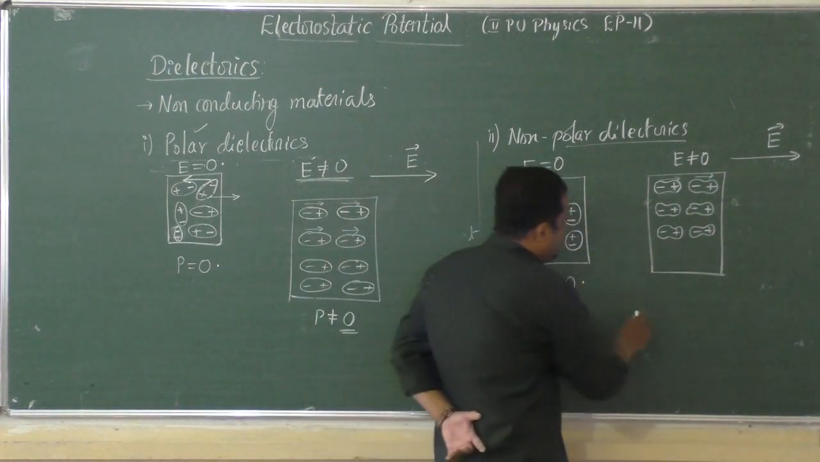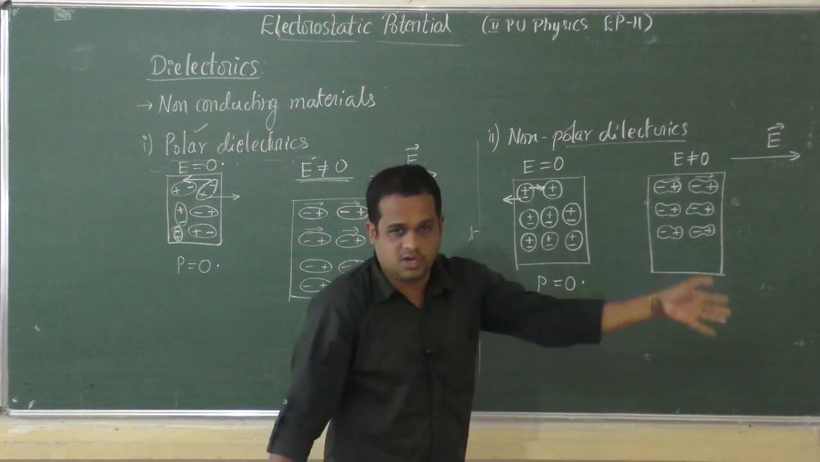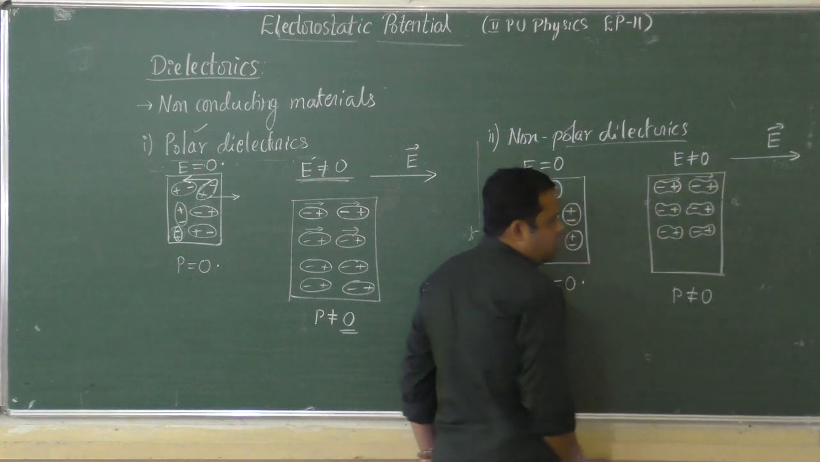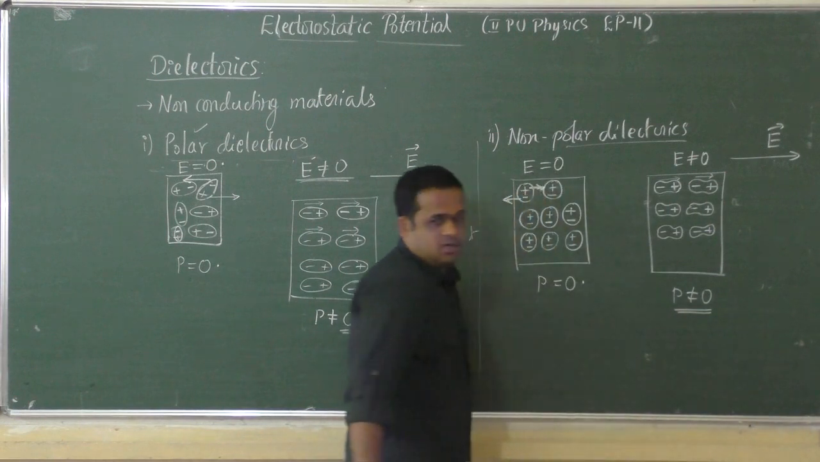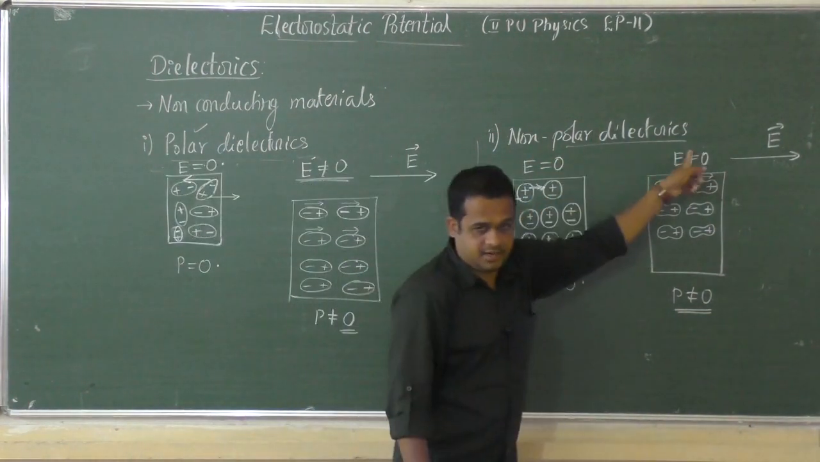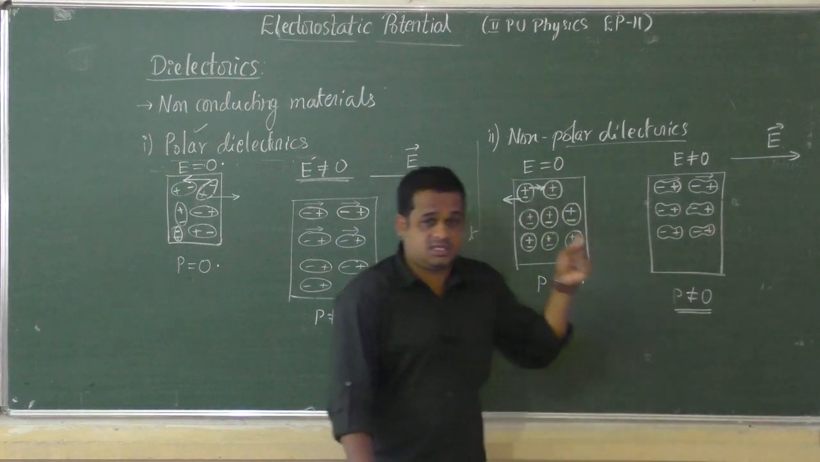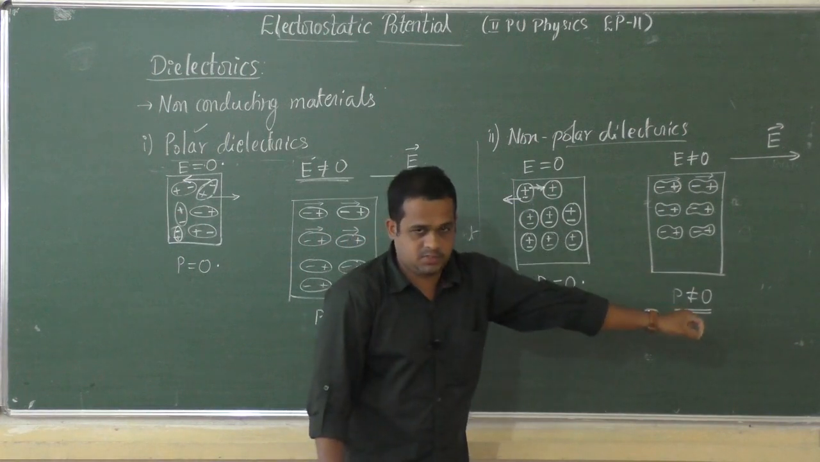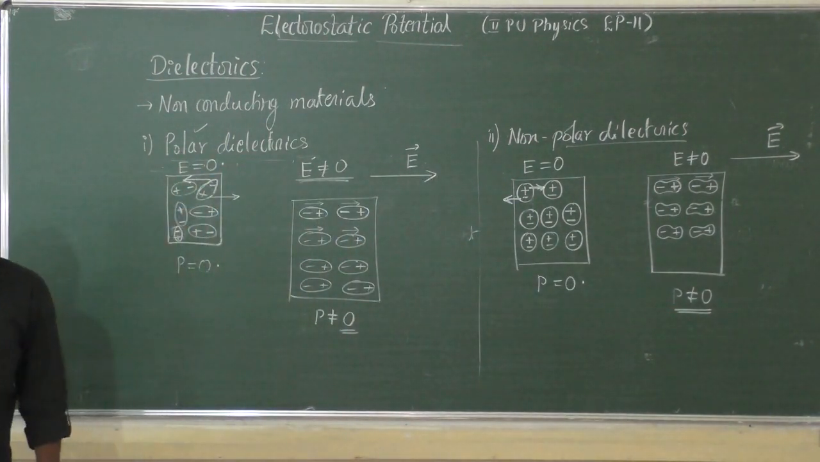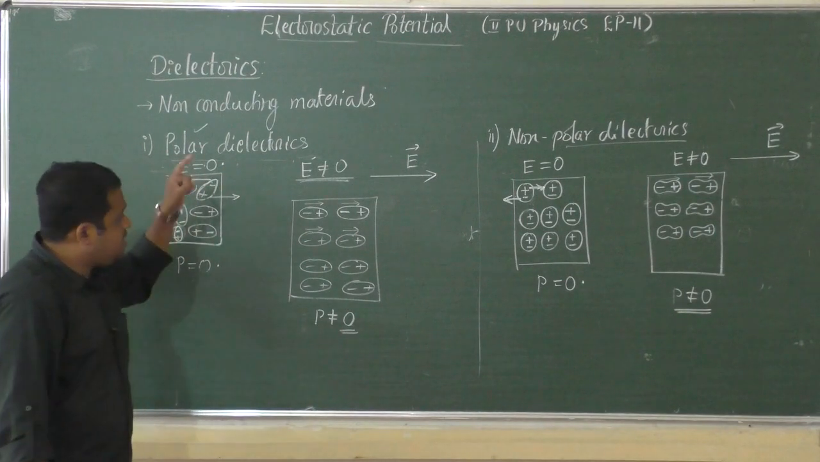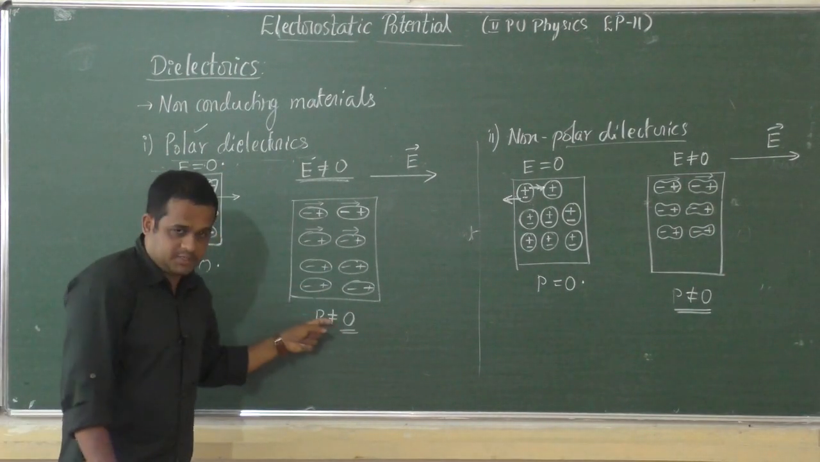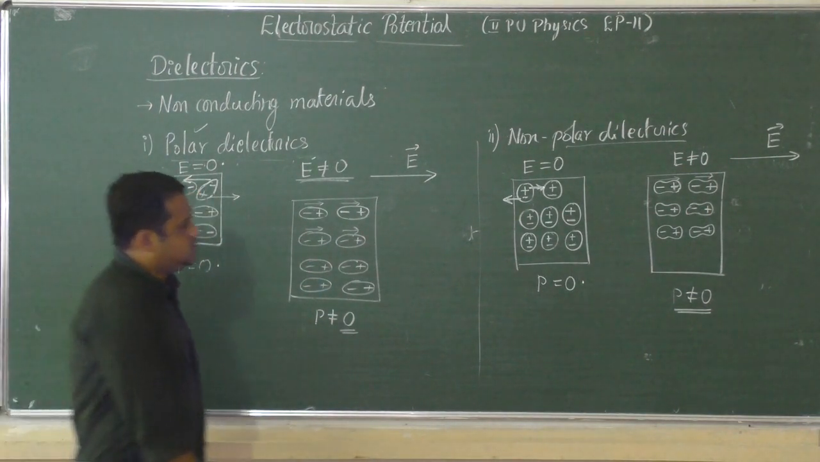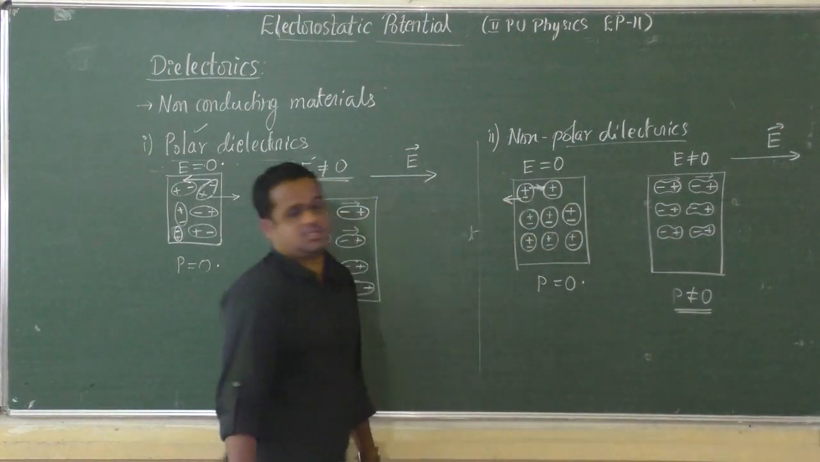Now the dipole moment of the molecule is not equal to 0. At the same time, the dipole moment of the substance, that is the sum of dipole moments of the molecules, is also not equal to 0. That means in case of non-polar dielectrics, the electric field induces dipole moment in the molecule as well as in the substance. But in case of polar dielectrics, dipole moment is induced only in the substance. Dipole moment already exists in the molecule. So this is the presence of an external electric field.